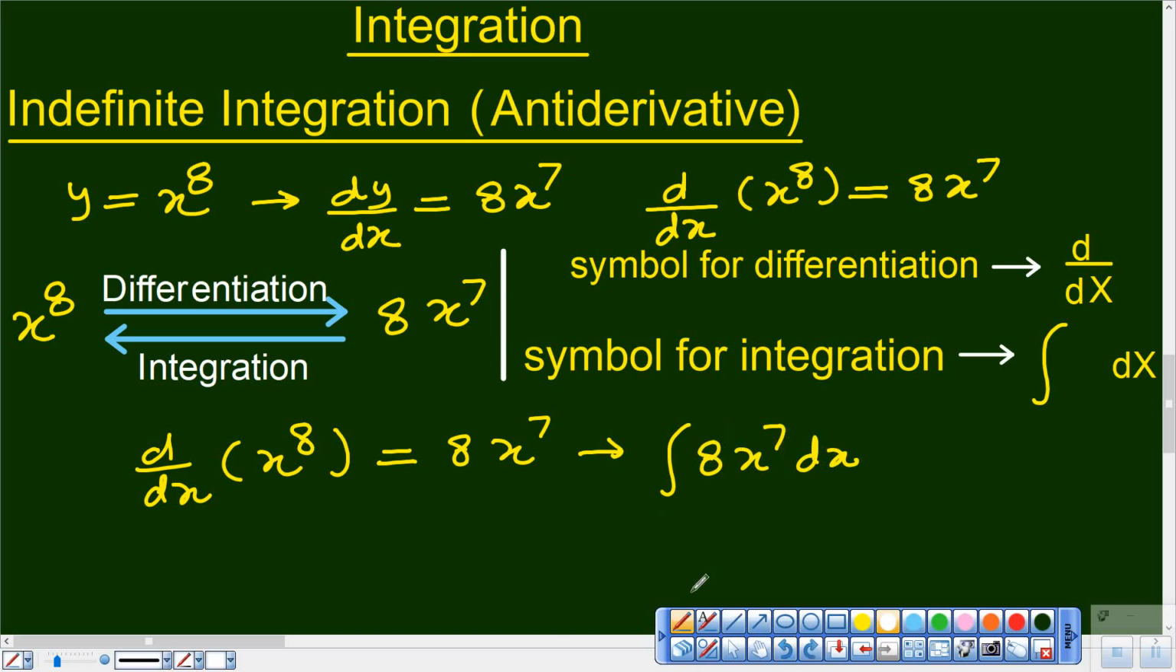So this integral of 8x raised to the power 7 dx, this process, is going to be equal to x raised to the power 8. Now you must have been convinced about it. Integration is nothing but a retracing process. If I differentiate something and I want to get back the original thing, then I need to integrate. So integration is the inverse process of differentiation.